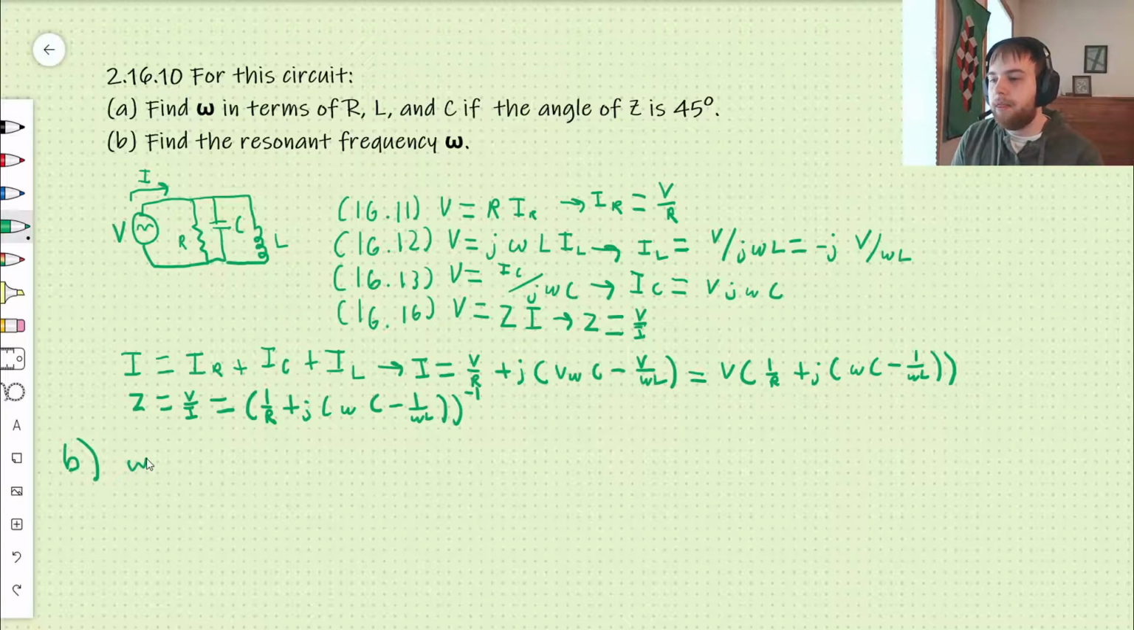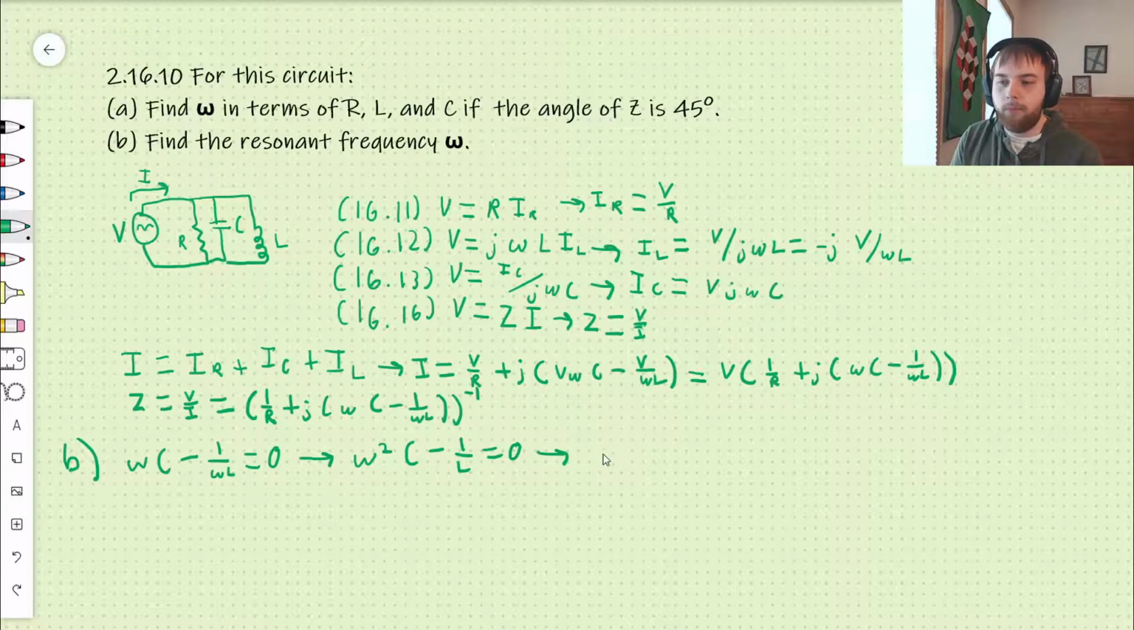So omega c minus 1 over omega L must equal 0 at the resonant frequency. We want to solve in terms of omega, so I'm going to multiply both sides by omega, which doesn't do anything to the 0 side, but it does help us out on the other side. 0 times omega is still 0.